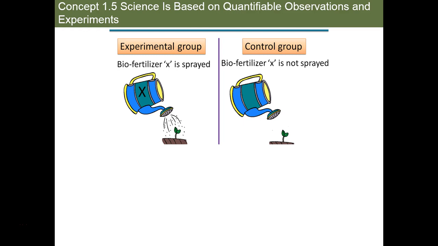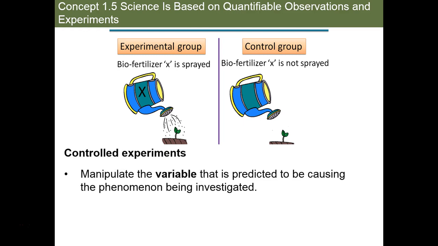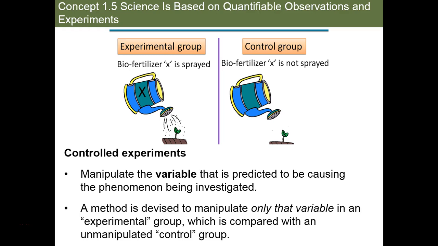Next, we are going to look at different kinds of scientific inquiry, what kind of experiments that they use. Controlled experiments are experiments where a variable is being investigated and manipulated. The variable that is being manipulated is one that causes the phenomenon being investigated. A method or experiment is conducted to manipulate only that variable in the experimental group. The results from the experimental group are compared to the control group. The control group does not have any variables manipulated.